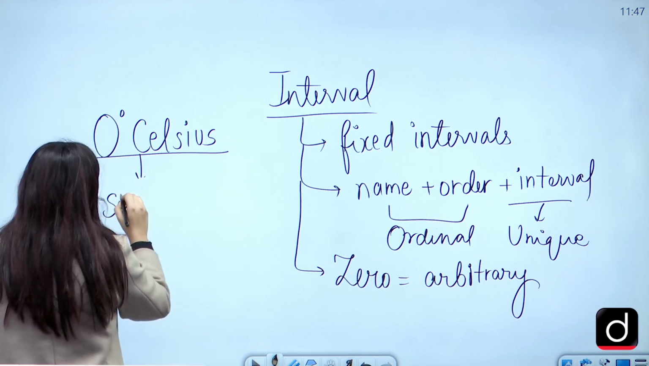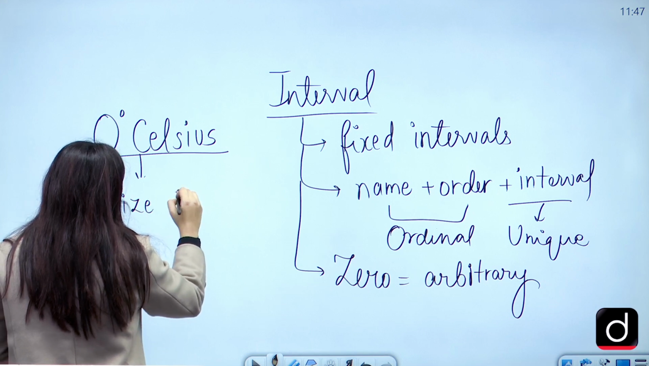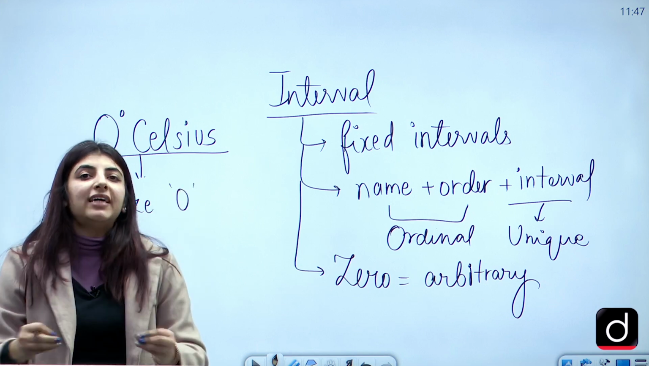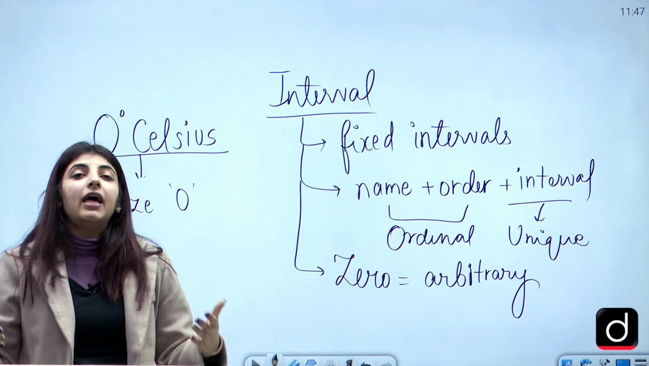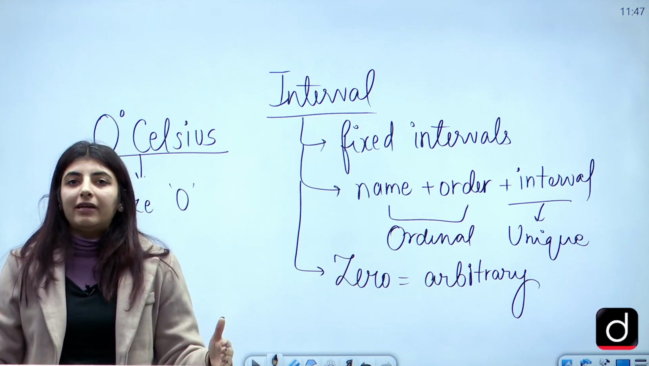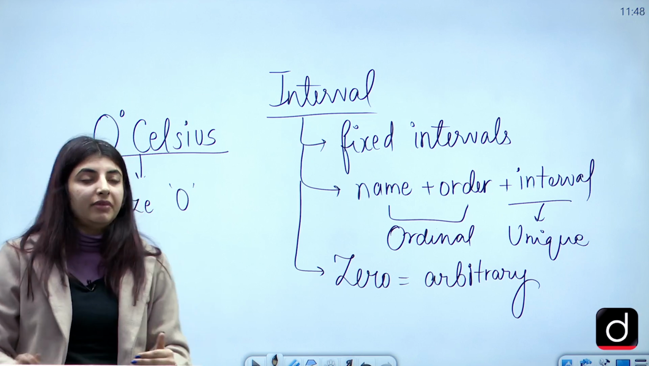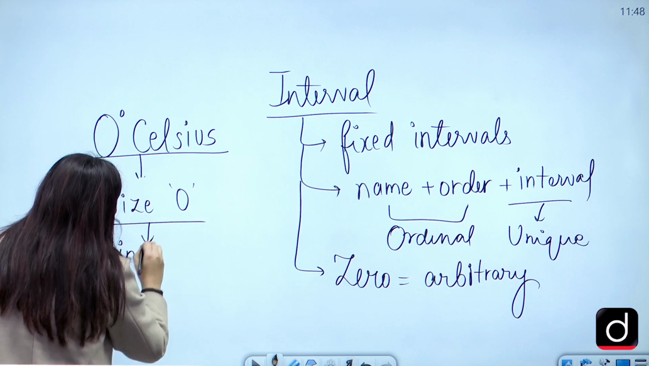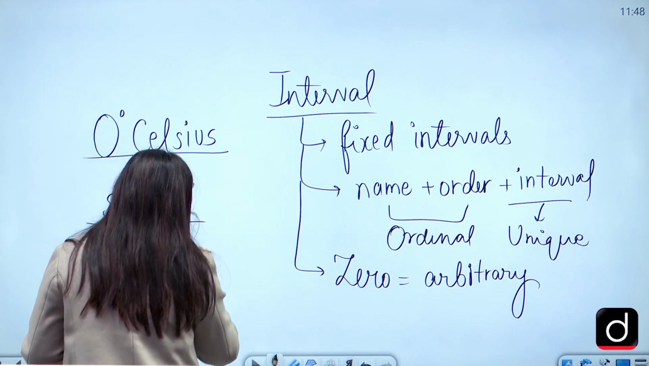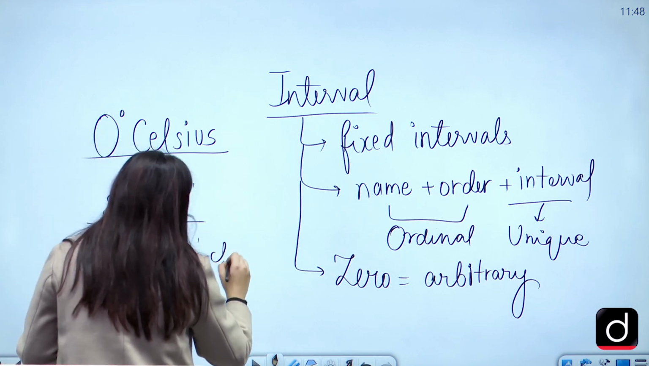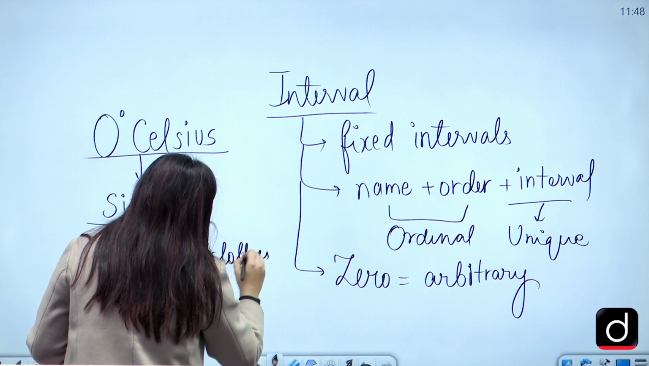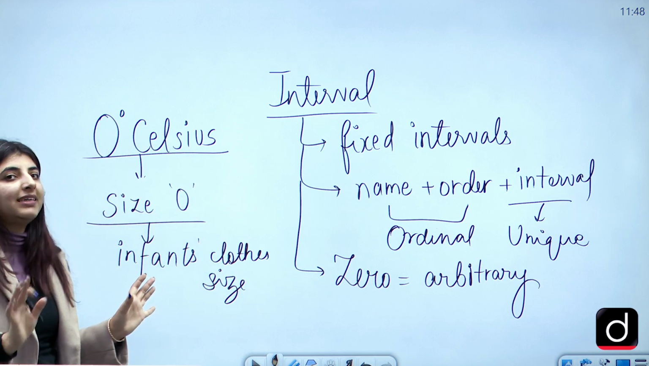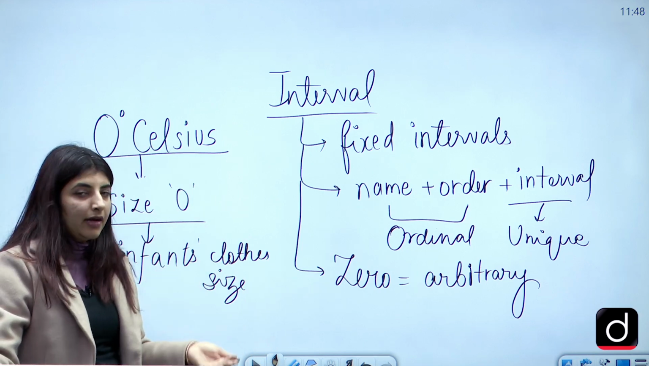Take another thing for an instance. We talk about size 0. So size 0 does not mean that there are no size 0 clothes available. It does not mean that no clothes are available. Size 0 here means the clothes which are for newborn babies or infants. Correct? So you see here 0 will not stand here as 0 but something other, right?